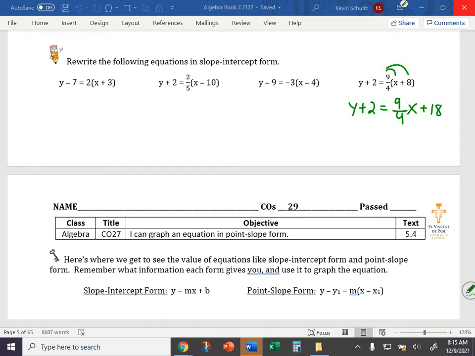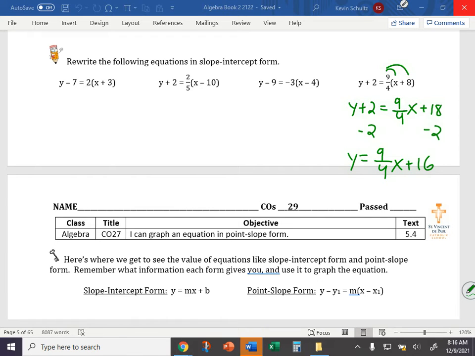And look how close we are now to slope-intercept form. What's our only other step here? Matt? Subtract 2 from the y plus 2 side and put it on the other side. Subtract 2 from both sides. That gets y by itself. And we get y equals 9/4 x plus 16.